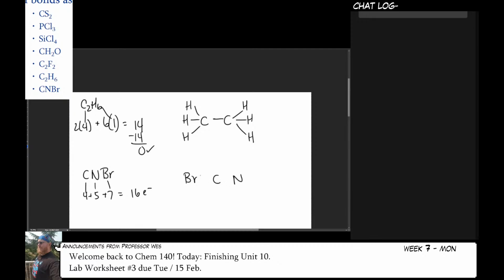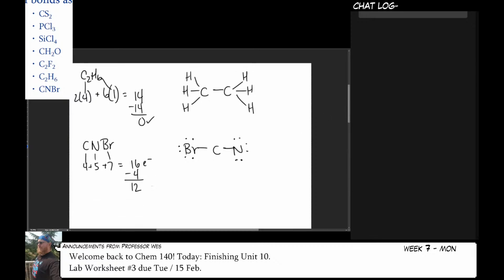Remember, C is the central atom, so we're going to arrange everything around it. Can't really make this symmetrical along a horizontal axis, but that's okay. Maybe symmetrical around... oh, this would be the horizontal axis. Can't be symmetrical around the vertical one. So this is 2 bonds, which is 4. Then we'll make outer octets. 1, 2, 3, 4, 5, 6, 7, 8, 9, 10, 11, 12. So there's our electrons. They're all accounted for.